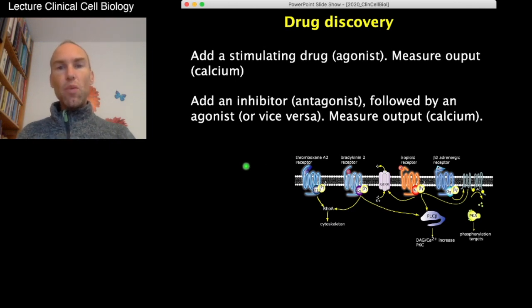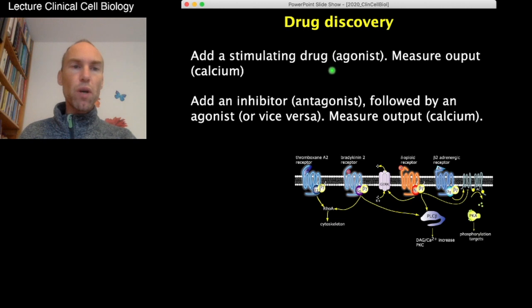Now, in case you want to do drug discovery, so you want to learn something about things that activate a GPCR and maybe develop a drug that inhibits it, typically the experiments that are done in these drug discovery endeavors are adding a drug, an agonist is something that stimulates the GPCR, and then measure some kind of output. And in the drug discovery industry, calcium has been a very popular readout. And in this way, by measuring those calcium levels in cells, you can identify agonists.